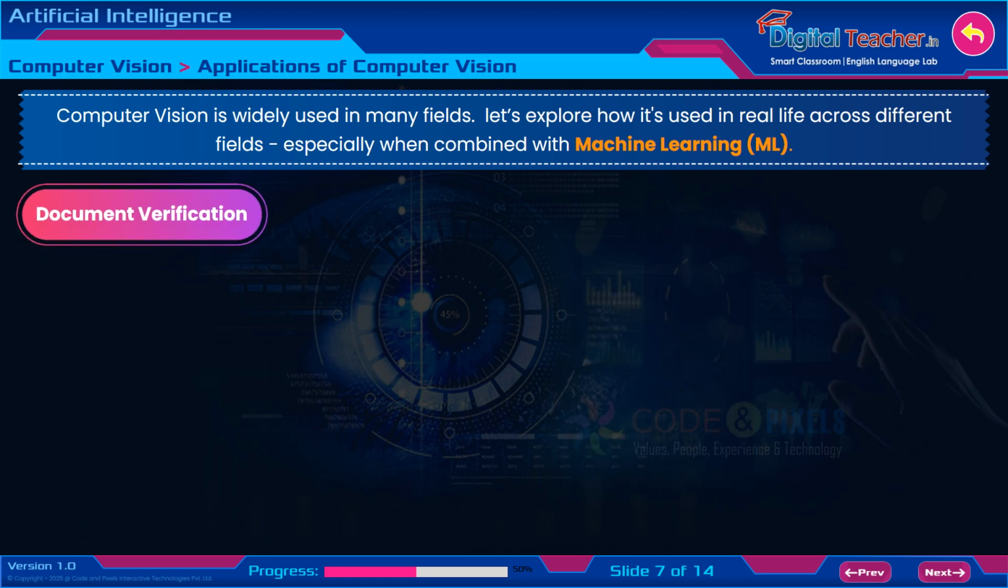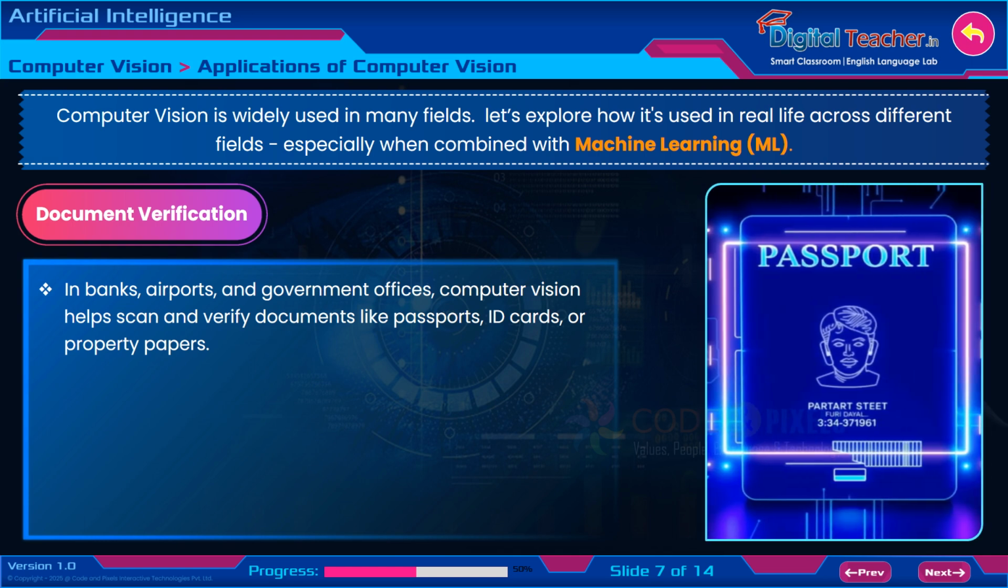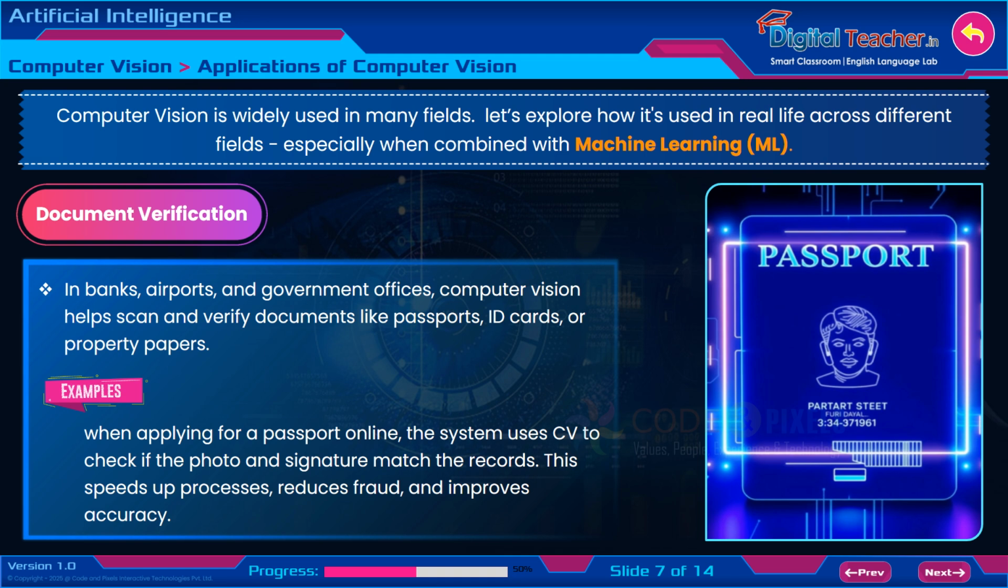Document verification. In banks, airports, and government offices, computer vision helps scan and verify documents like passports, ID cards, or property papers. For example, when applying for a passport online, the system uses computer vision to check if the photo and signature match the records. This speeds up processes, reduces fraud, and improves accuracy.